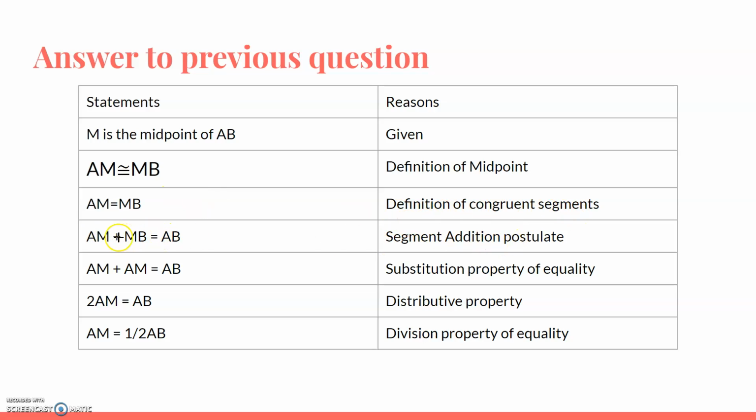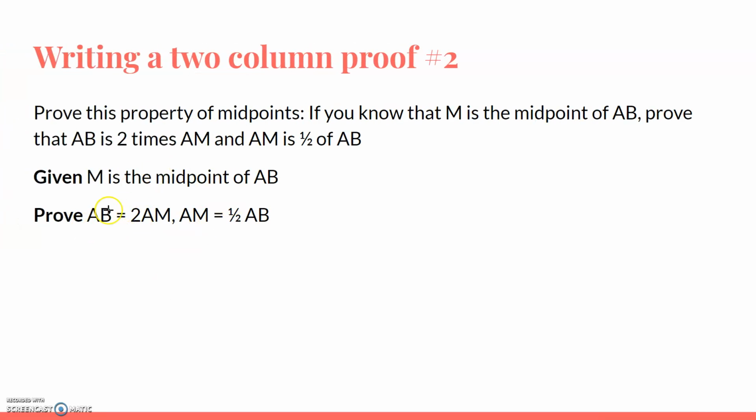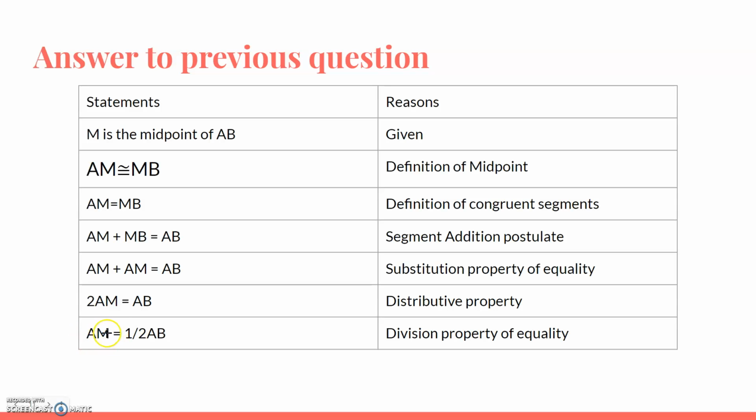And then AM plus MB is equal to AB, that's the segment addition postulate that we learned. Next, AM plus AM is equal to AB, that's just substitution. As we know here, AM is equal to MB, so we're just plugging in AM for MB right here. And then when we add both of them up, we get 2AM is equal to AB. Now we've already proved the first thing that we needed to prove, that AB is equal to 2AM. And then next, in order to prove that AM is equal to 1/2 AB, you just have to divide both sides by 2, which gives us the final answer.